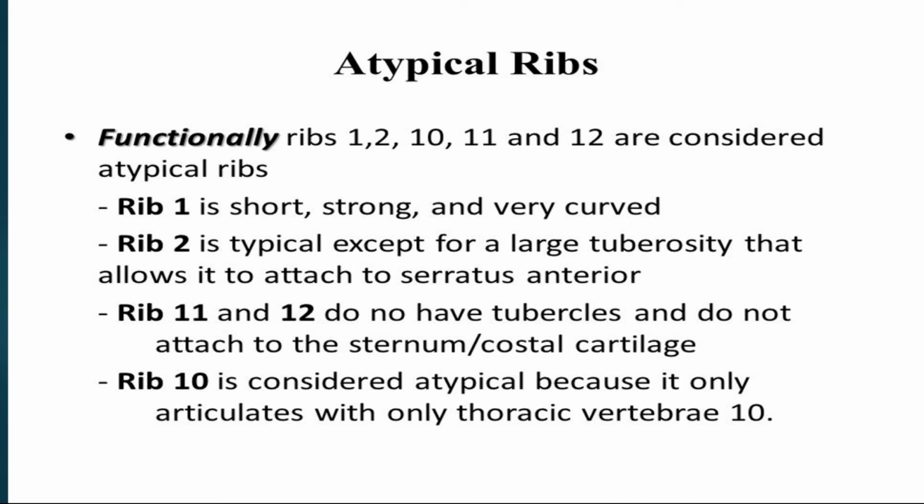Rib 2 is also atypical because it has a large tuberosity that allows it to attach to the serratus anterior muscle. This makes it different from the normal anatomical features of other ribs. Now come to rib number 11 and 12. They do not have tubercles, and a typical rib should have a tubercle, and they also do not attach to the sternum. Rib number 10 is considered atypical because it articulates with only one thoracic vertebra, vertebra number 10.